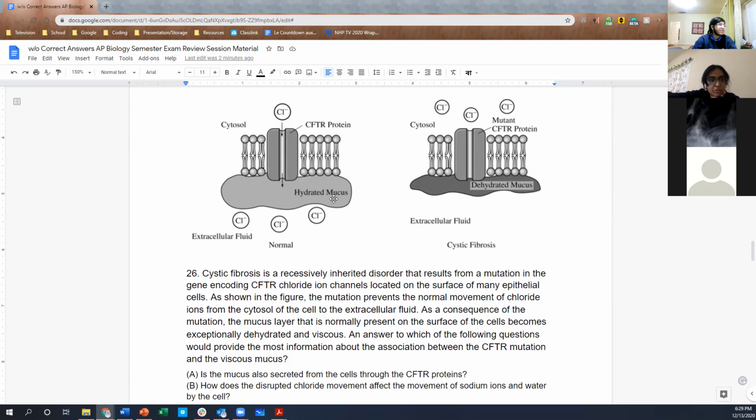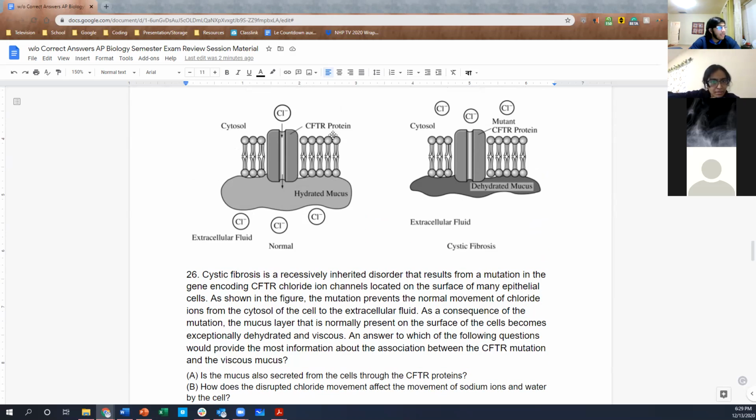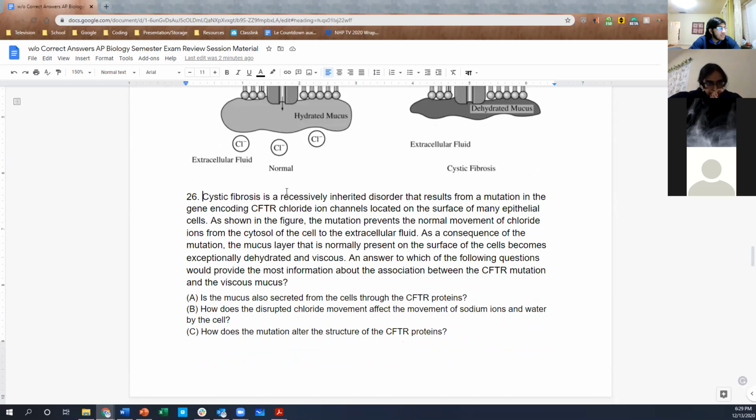Okay, anyways. Wait, so which one's the inside and which one's the outside again? Cytosol is the inside, so the top is the inside, and extracellular. Got it. Okay. Cystic fibrosis is recessive. Prevents normal movement. As a consequence, the mucus layer that is normally present on the surface becomes exceptionally dehydrated and viscous. So this becomes extra thick.